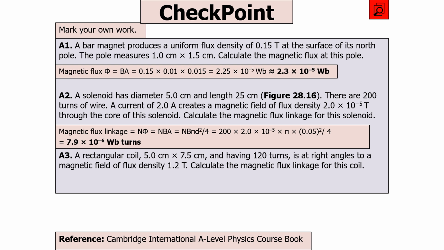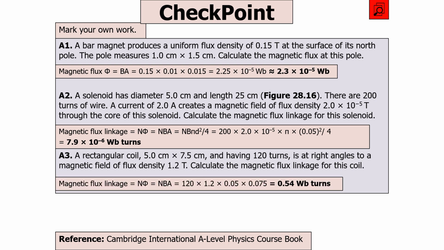6 Weber turns. And in this next question, again, flux linkage is BAN, so it's 120 times 1.2 times 0.05 times 0.075, with centimeters converted into meters, so it's 0.54 Weber turns.